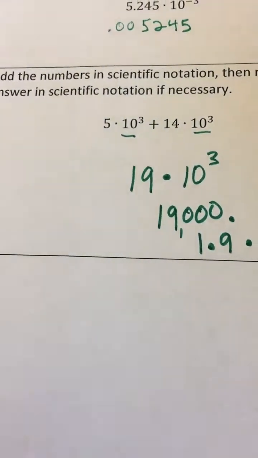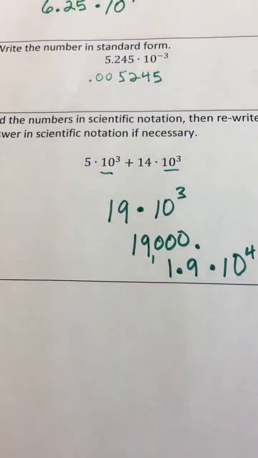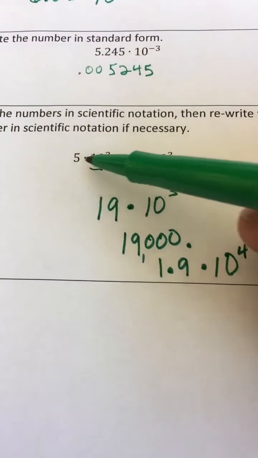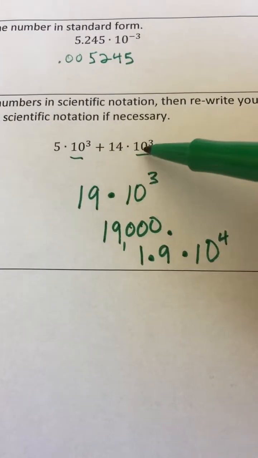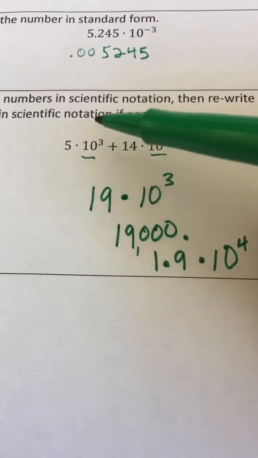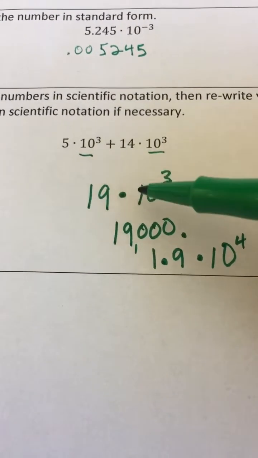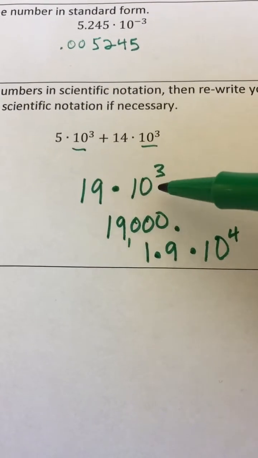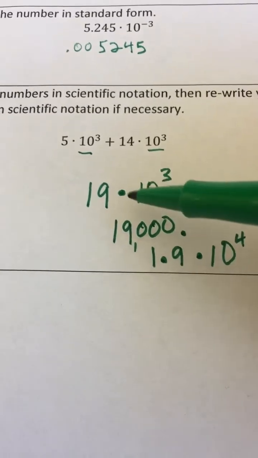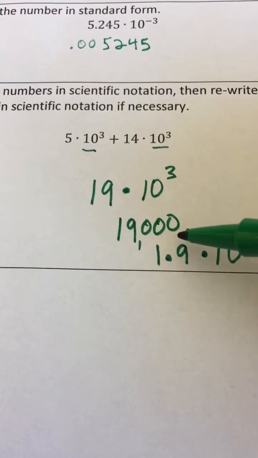Okay, next one. Add the numbers in scientific notation. This one's kind of like the review problems. Check it out. You have 5 apples plus 14 apples. I underlined apples. Okay, all you have to do is add 5 plus the 14, which is 19. And since they have 10 to the third in common, that just comes into your final answer. And really, 19 times 10 to the third is 19,000.